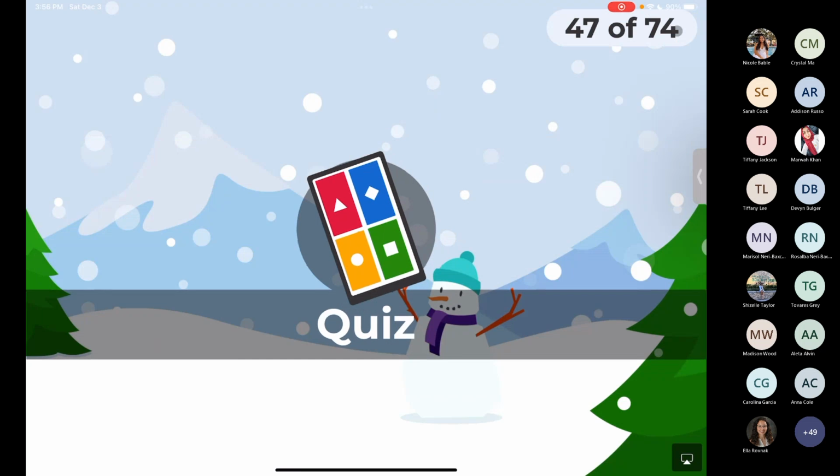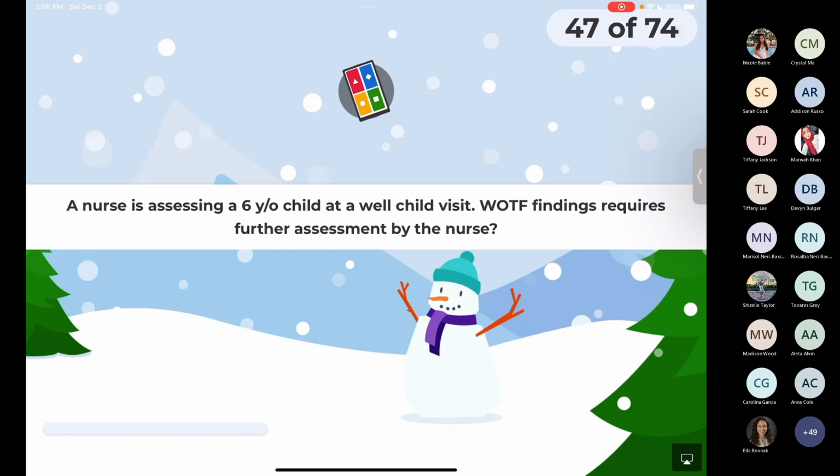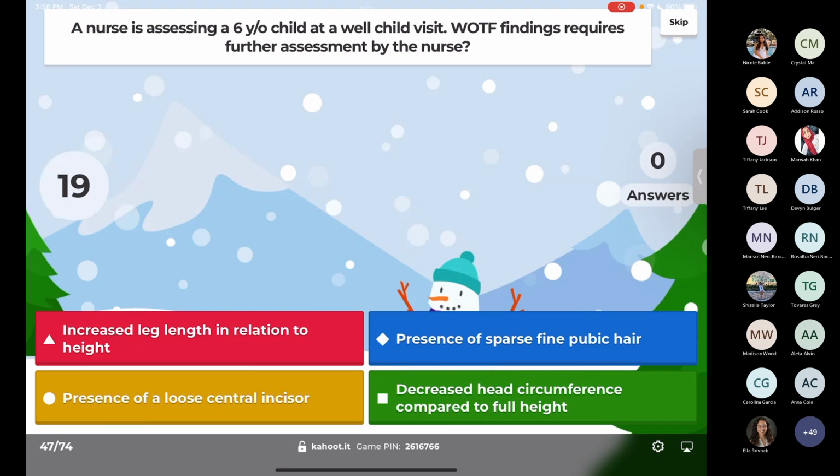ATI is quite old. A nurse is assessing a 6-year-old child at a well child visit. Which of the following findings requires further assessment by the nurse?